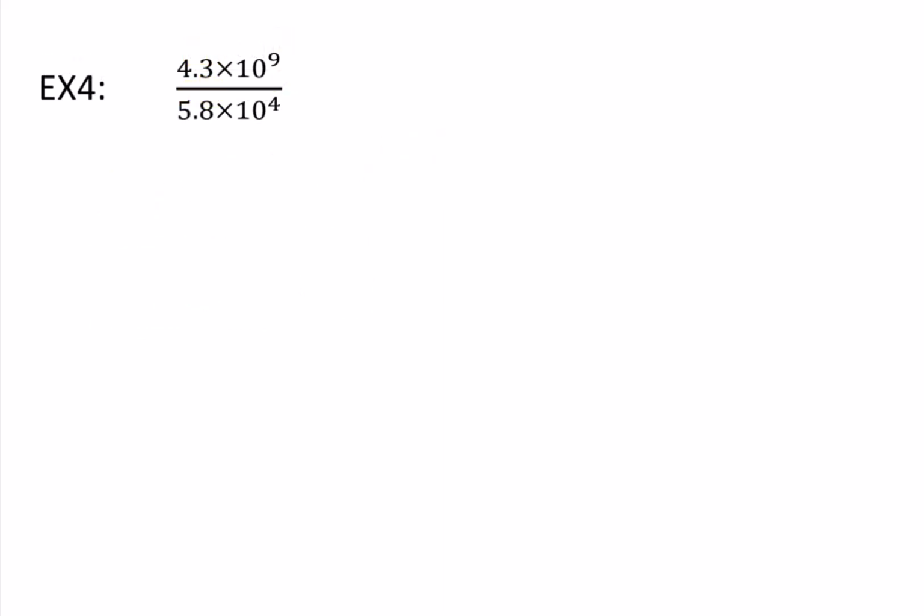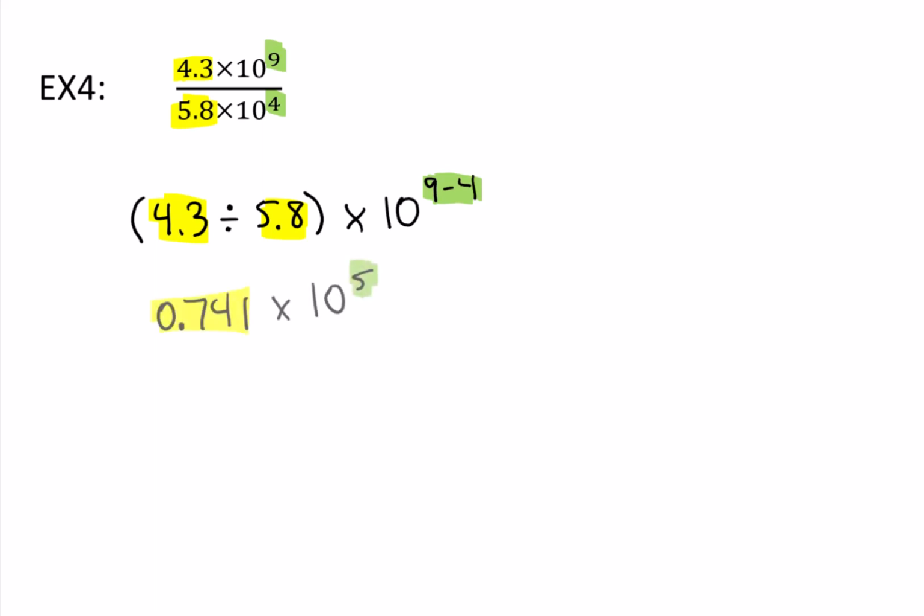And now on to our fourth and final problem. It is division, so we'll go about it through the same process. We take our two leading numbers, 4.3 and 5.8, set it up with division. Then I'm going to highlight my exponents, and I set it up with subtraction, times 10 to the 9 minus 4th power. Whenever we divide, we always subtract the exponents. So 4.3 divided by 5.8 will be 0.741 times 10 to the 5th power because of the 9 minus 4.